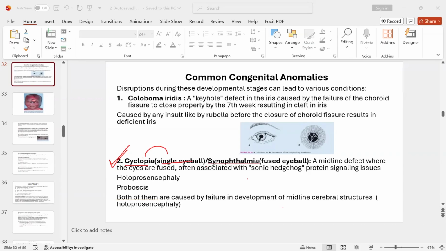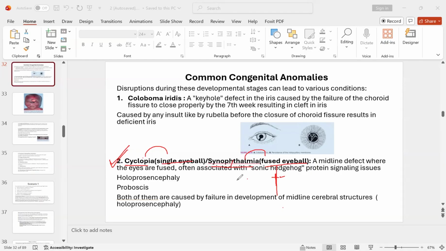Now let's move to Synophthalmia. Synophthalmia means fused eyeball. This happens when the midline structures of the embryo are not formed. If the midline structures are not formed, then the two eyeballs become fused to each other and they will not be separated in the future.